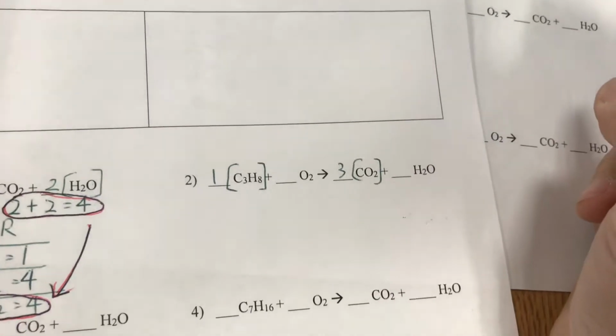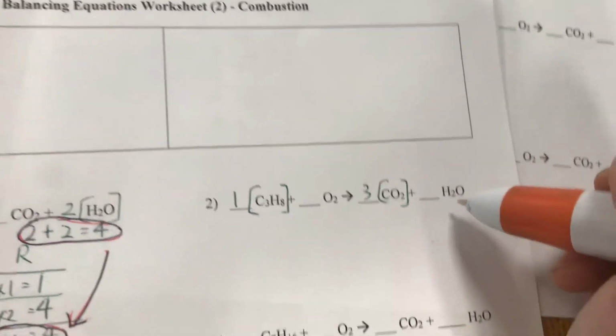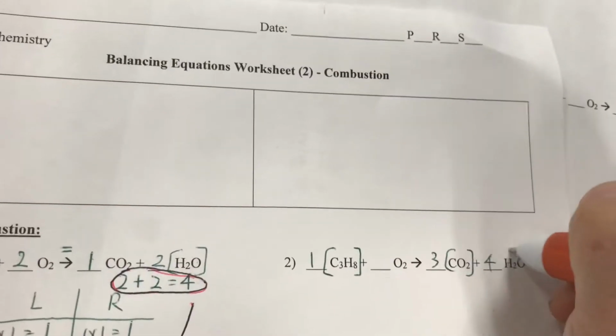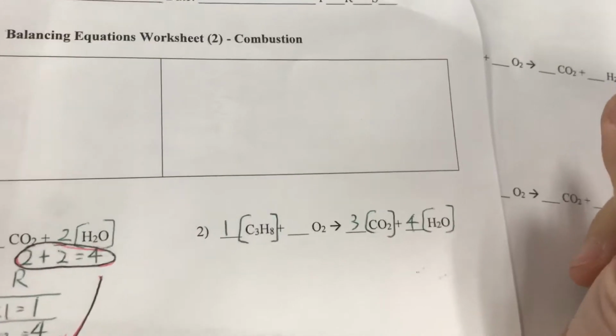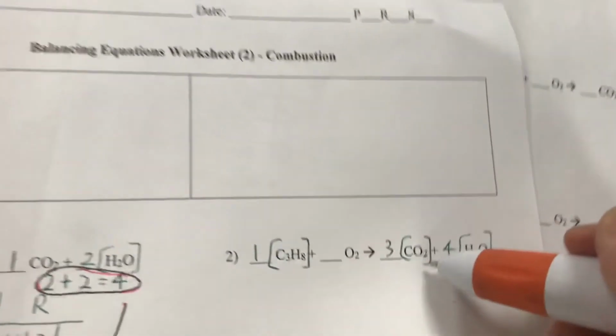And then step 3 is balance hydrogen. Hydrogen, I have 8 on the left and then 2 on the right. So I'm going to put 4 on the water to make hydrogen happy. And then finally, oxygen. Oxygen on the left is always 2. The right hand side, we need to do a little math.